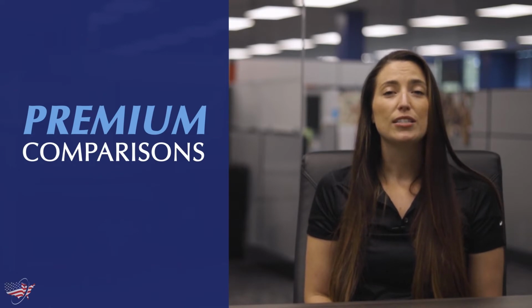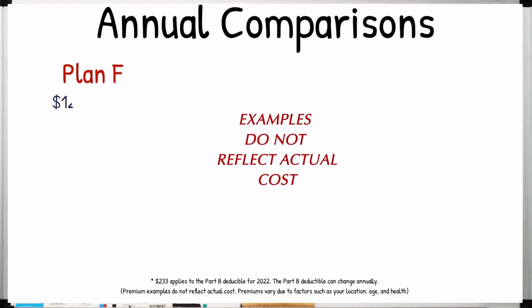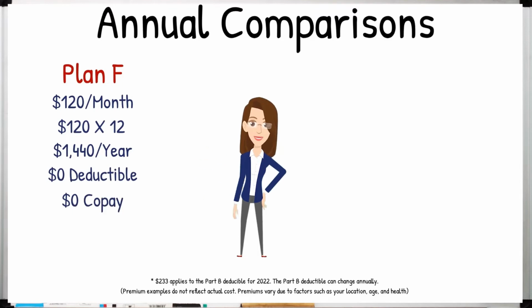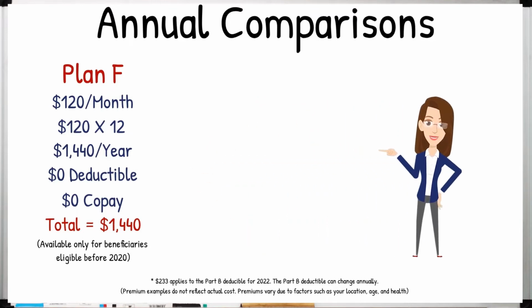Now let's compare the differences in premiums for each plan. For example, let's say Plan F cost you $120 in monthly premiums. If you multiply that by 12, that gives you a total annual premium of $1,440. Since Plan F is considered a first dollar coverage plan, you know that the only cost you'll have is the annual premium of $1,440. Now remember, if you were not eligible for Medicare until after 2020, you were not eligible to enroll in Plan F.